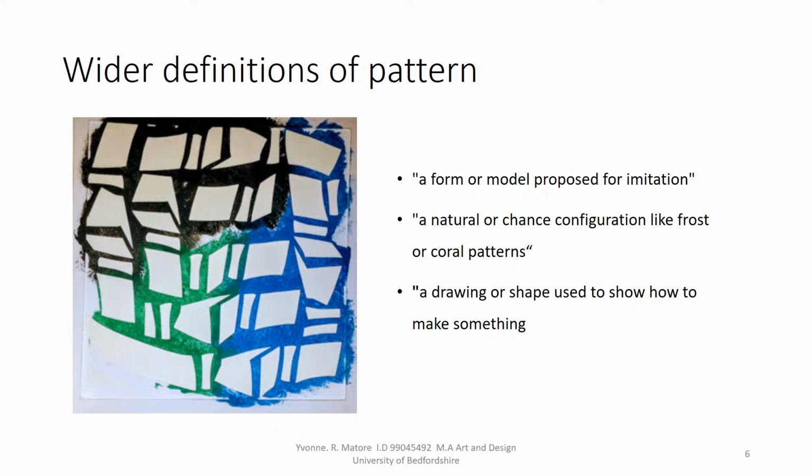My three favorite definitions amongst the wider definitions that I found are these three, and this is around the form or a model that's proposed for imitation, a drawing or a shape that is used to show how something should be done or how to make something. And the one that I like the most out of these three is a natural or chance configuration, for example, in frost or coral patterns. And I particularly like this because it chimes well with the way I am developing my practice.